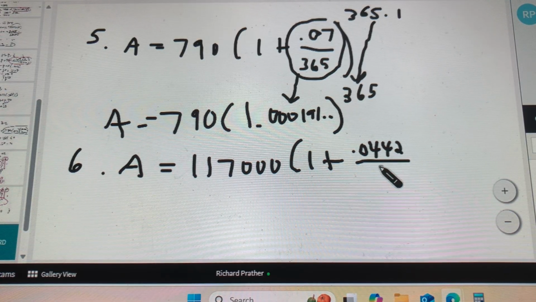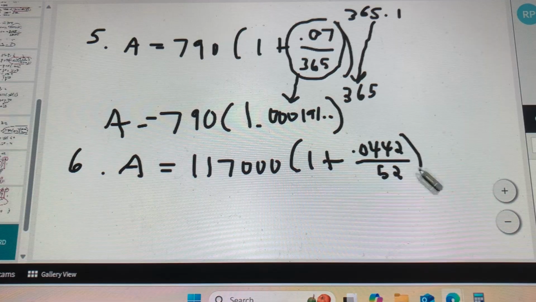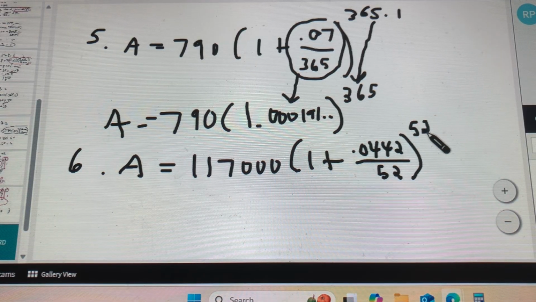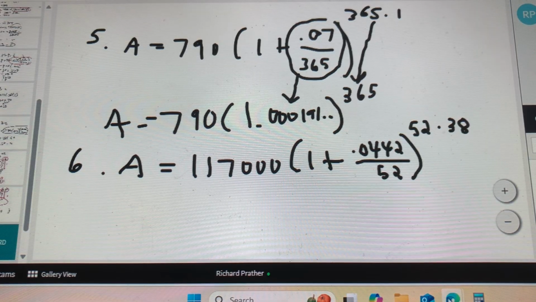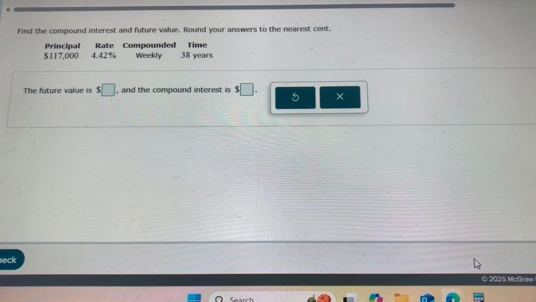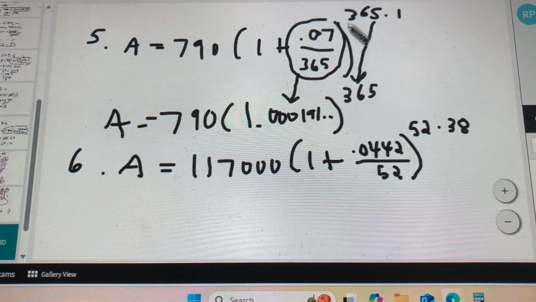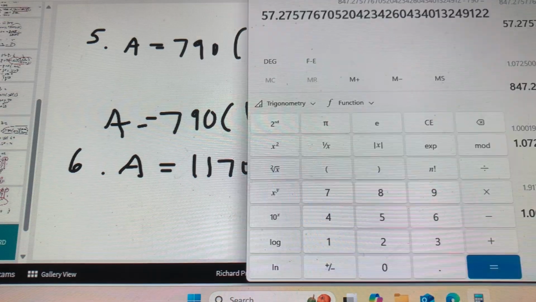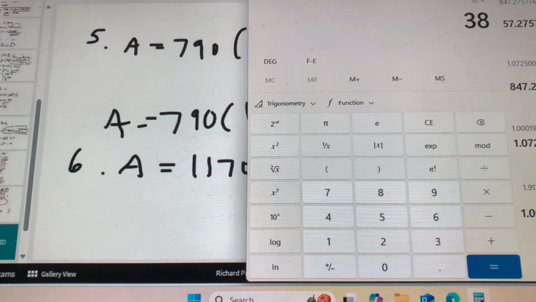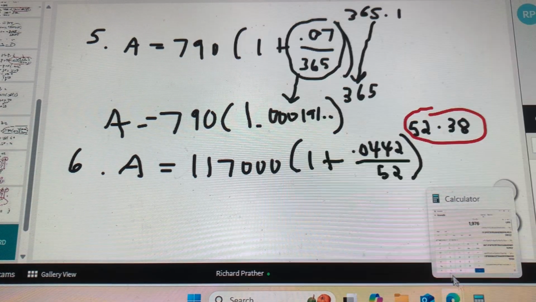Weekly, there's 52 weeks in a year. And you're doing this for 38 years for some reason. So maybe this is like a retirement account and you're just going to save up till you retire in your 60s or 70s. So now the exponent is not very easy. 52 times 38, you'll need to do that in a calculator, but it's 1,976.